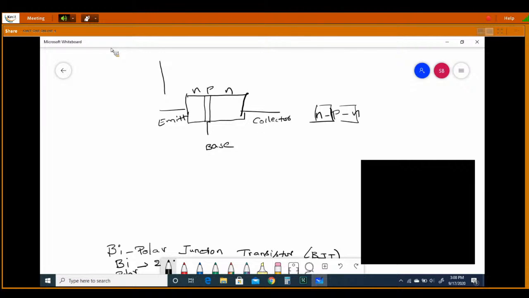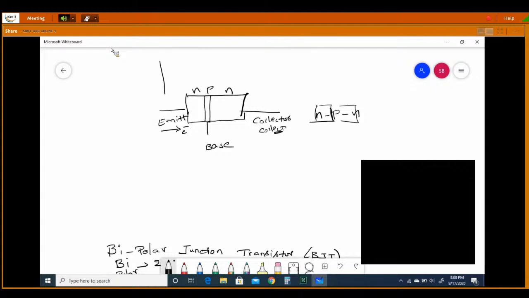Now the name itself is saying: the emitter will emit the electrons, the collector will collect the electrons. Okay, this is a basic operation. Now, current conduction in a normal PN junction diode takes place only when it is in forward bias.